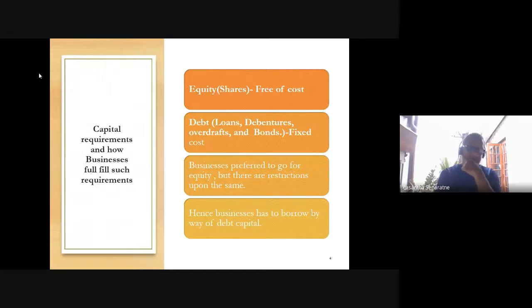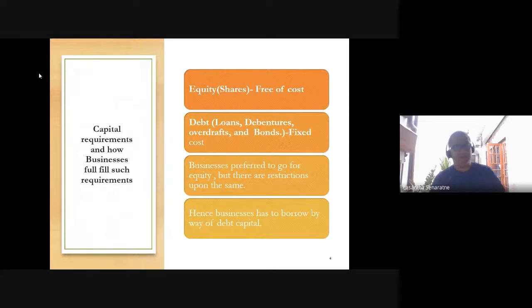On the other hand, debt is borrowed money: loans, debentures, overdrafts, and bonds. In these, we consider there is a fixed cost. If you have issued shares to the public, we normally say it's free of cost. Why do we say free of cost? If the company is not earning profit, you don't have to pay any dividend to the shareholder. So you can say, look here, we don't have profits this year. We are not going to pay a single dividend.